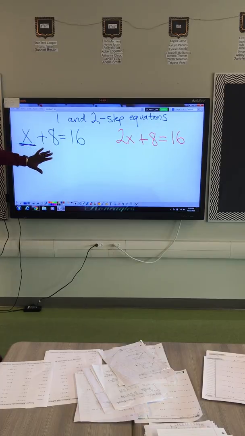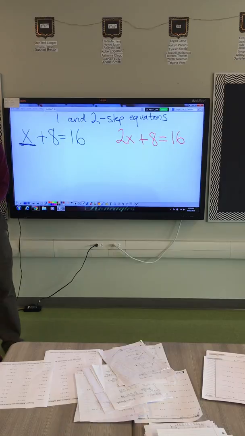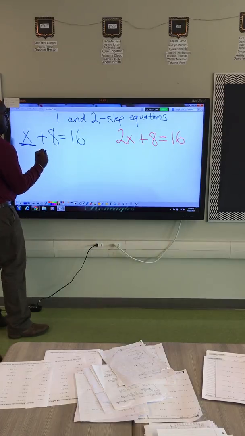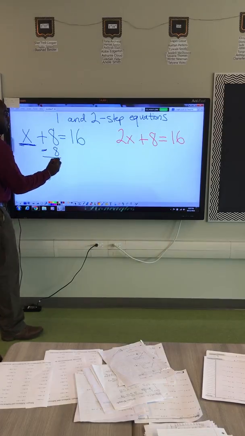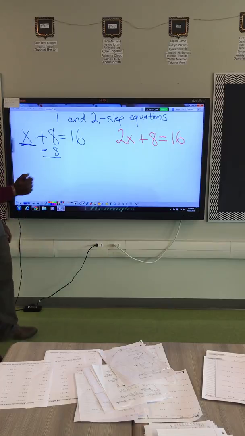But the 8 is in the way. How do we get rid of the 8? Because the goal is to get this x by itself. Right, we got to do the opposite of whatever this plus 8 is. And what's the opposite of plus 8? Minus 8, right. So we're going to subtract 8. What you do on one side, you do on both sides.